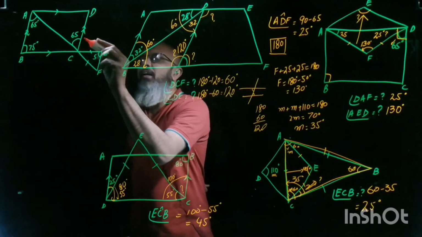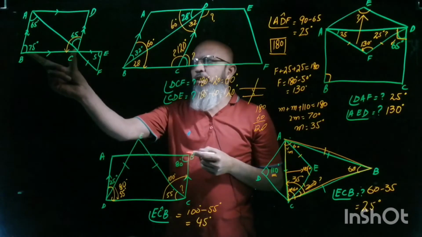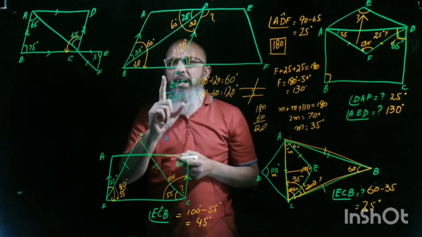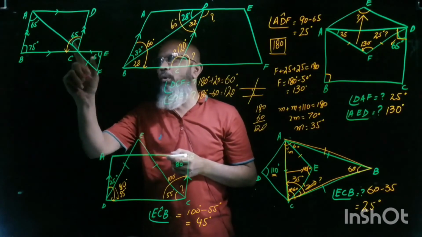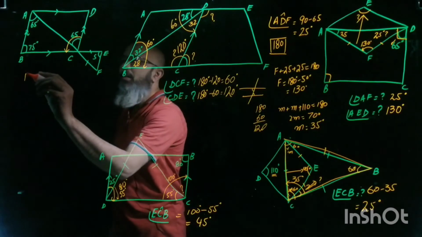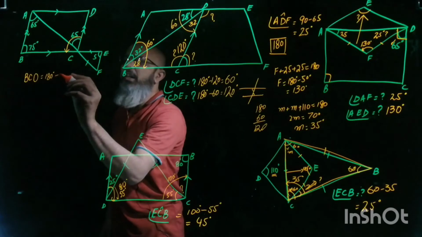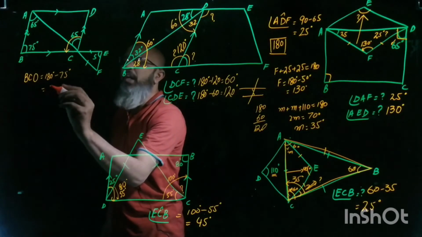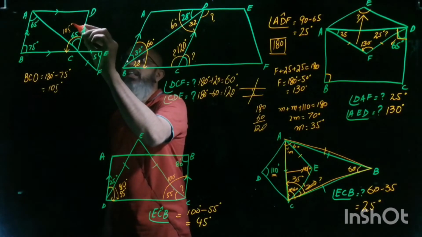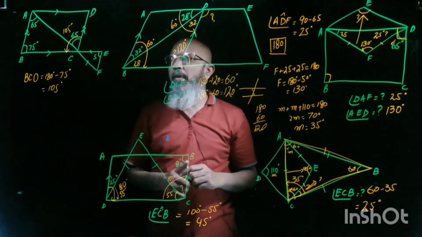So what will be this angle? What will be the sum of these two angles? The sum of these two angles must be equal to 180. So what will be this whole angle? This whole angle is called BCD. So angle BCD is equal to 180 minus 75. We will get the answer, that is 105 degrees. This whole angle is 105 degrees, right?